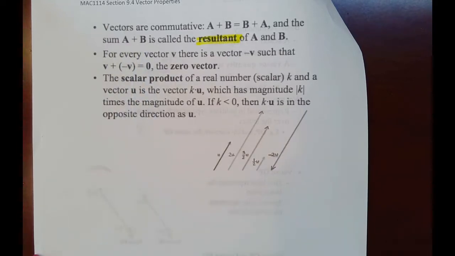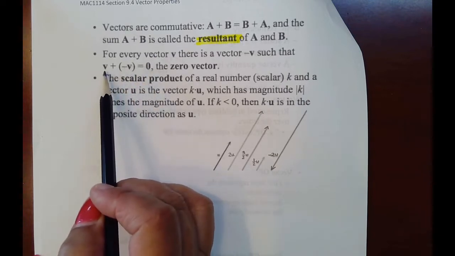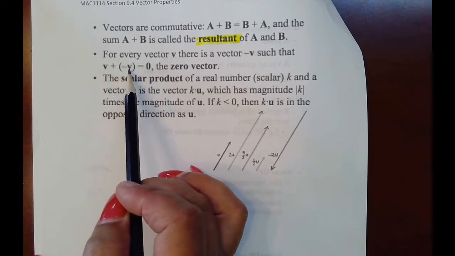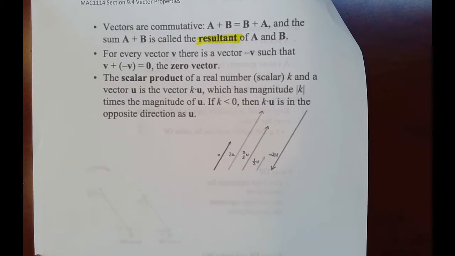Another property that we often see in algebra, like 2 plus negative 2 is 0. Well, here we call it the vector and its opposite vector. When you take a vector and its opposite vector and find the resultant, or the sum of those two vectors, you get what's called the zero vector, a vector that has both components being 0. And we'll talk more about components as we go further into the section.